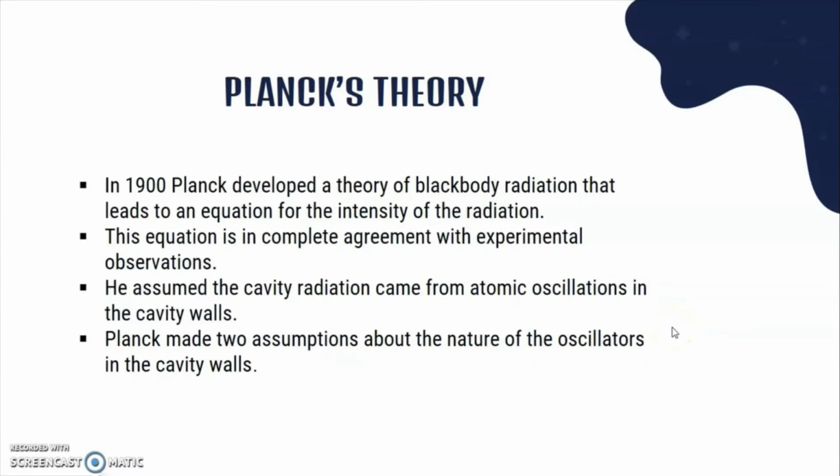In 1900, Planck developed a theory of blackbody radiation that leads to an equation for the intensity of the radiation. This equation is in complete agreement with experimental observation. He assumed the cavity radiation comes from atomic oscillations in the cavity walls. Planck made two assumptions about the nature of the oscillators in the cavity walls.